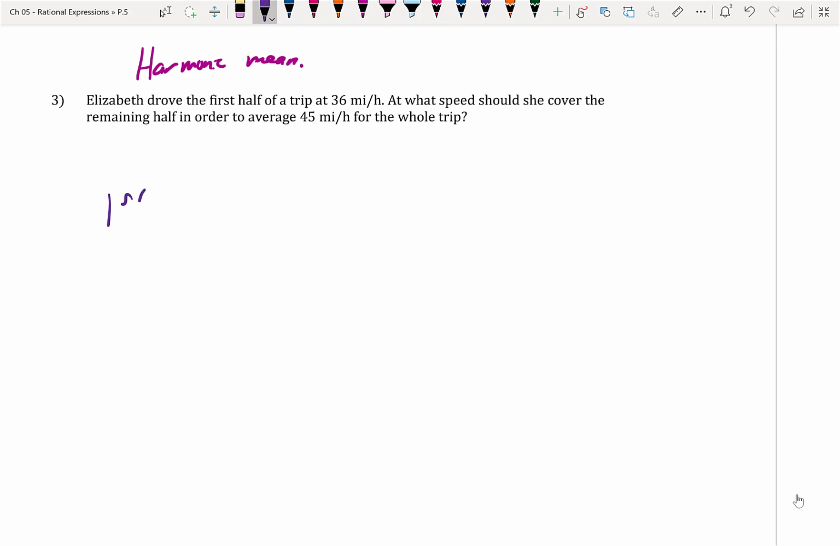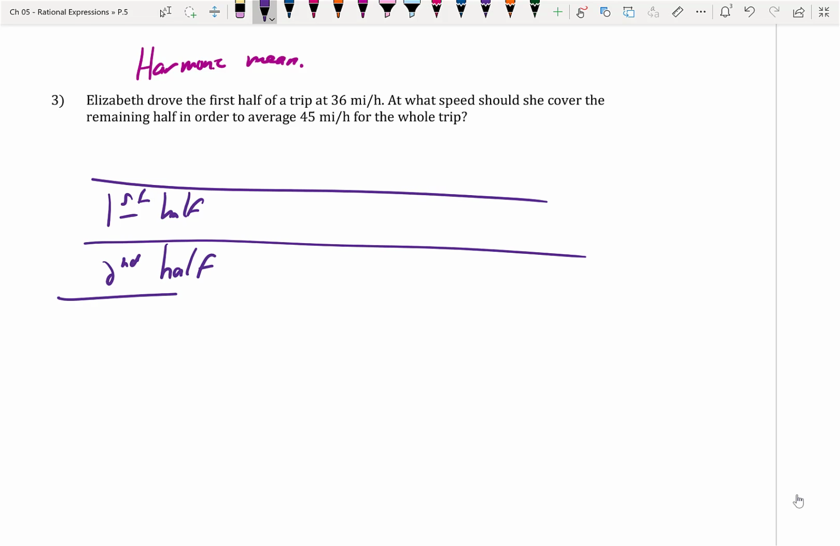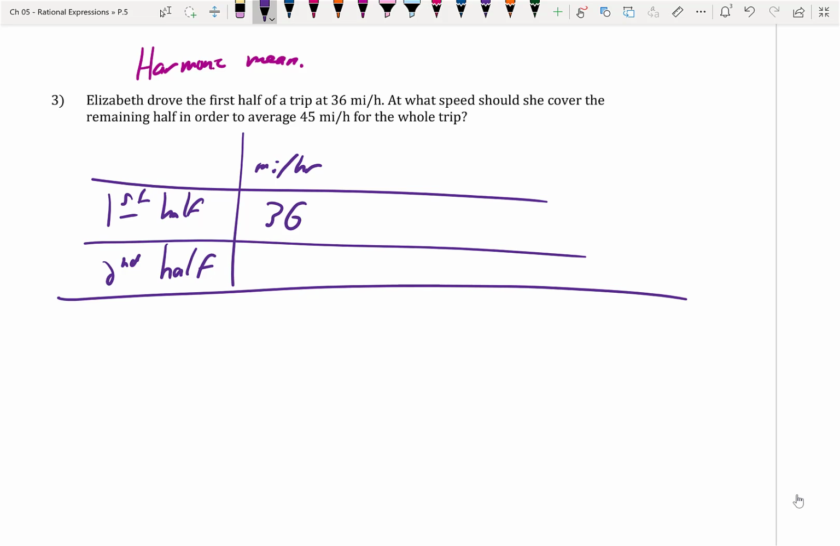Okay, we're going to set up a table. First half, second half. And this should start to become a little bit more clear to you about why this is happening this way. First half of the trip, rate in miles per hour, we're going to go 36. The second half of the trip, we don't know. So, x. We'll just throw an x down.